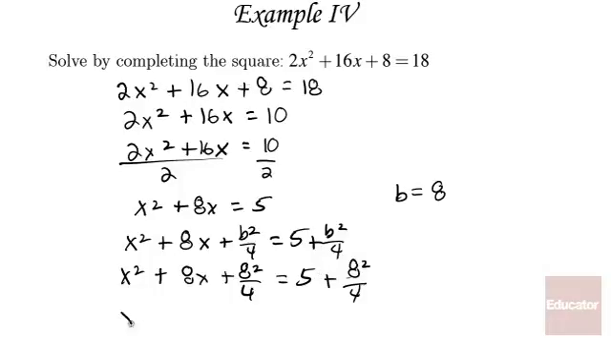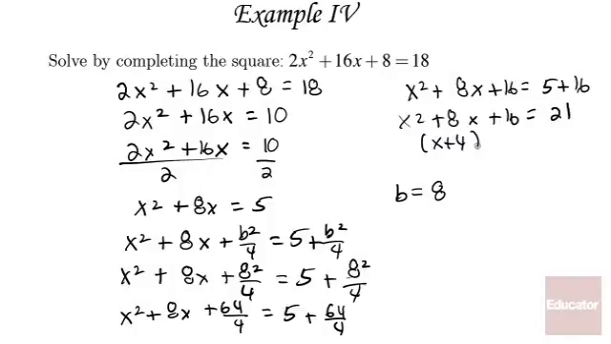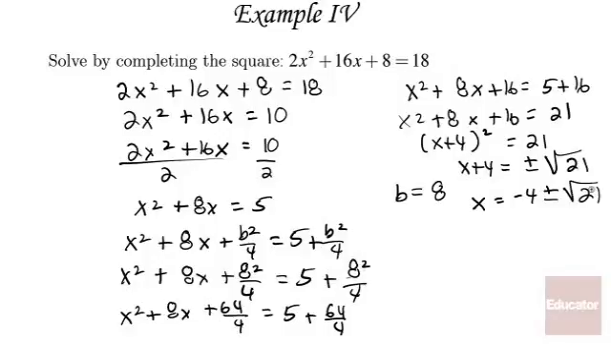Eight squared is 64. Okay, go ahead and finish out up here. So 64 divided by 4 is 16. Simplify the right side, and that gives me 21. This factors out to x plus 4 squared, because b divided by 2 is 4, equals 21. Take the square root of both sides to get x plus 4 equals plus or minus the square root of 21. Subtract 4 to get negative 4 plus or minus the square root of 21.